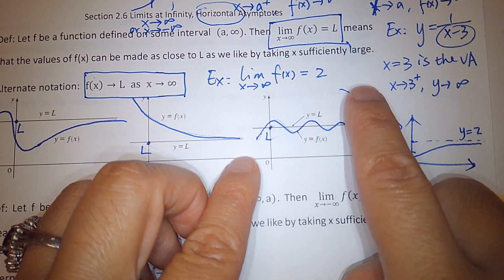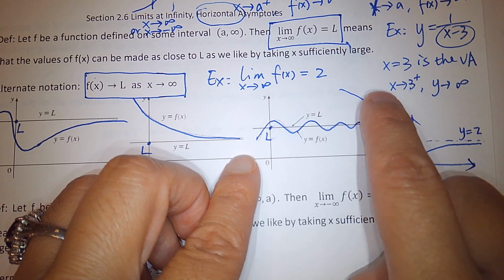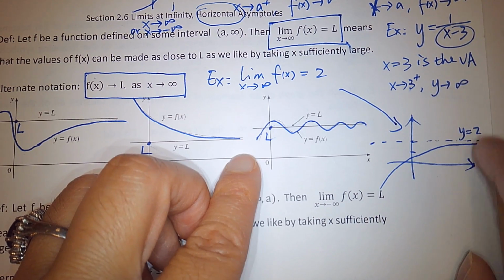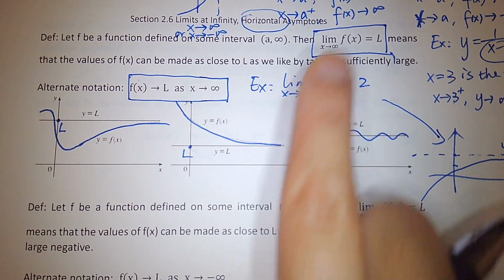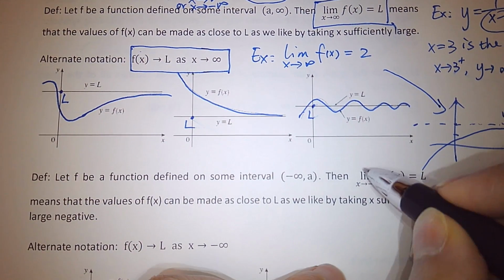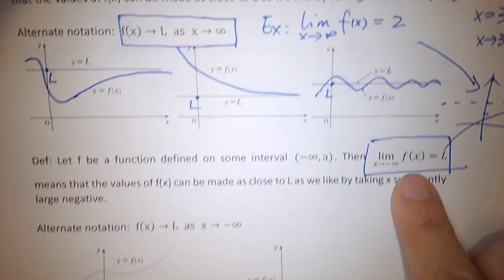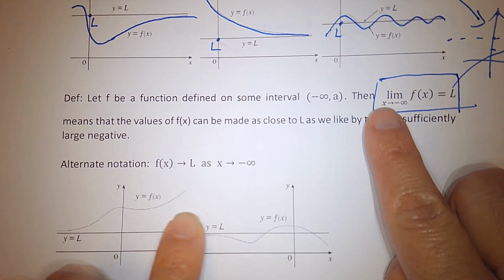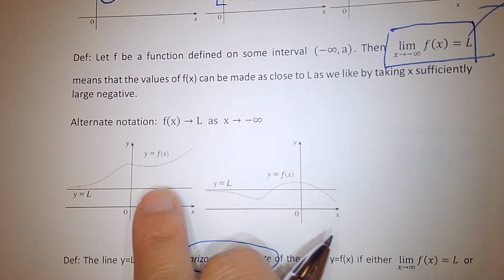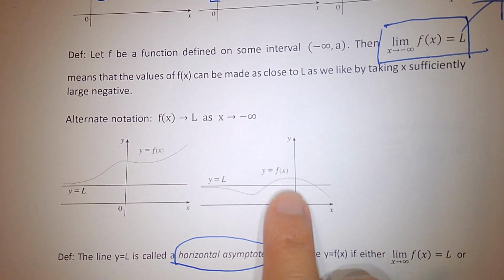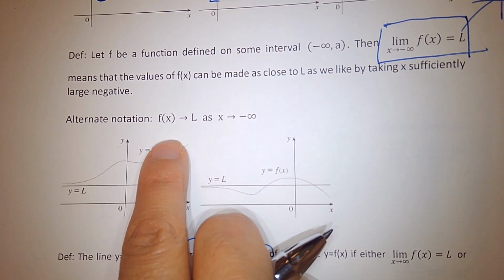But you can have different cases. You can let y approach y equals 2 from above, or just do this. So this is a definition for this limit. Similarly, how can I understand this limit? This limit is telling us that when x approaches negative infinity, the y value approaches the value L. See? x goes to negative infinity, y approaches L.